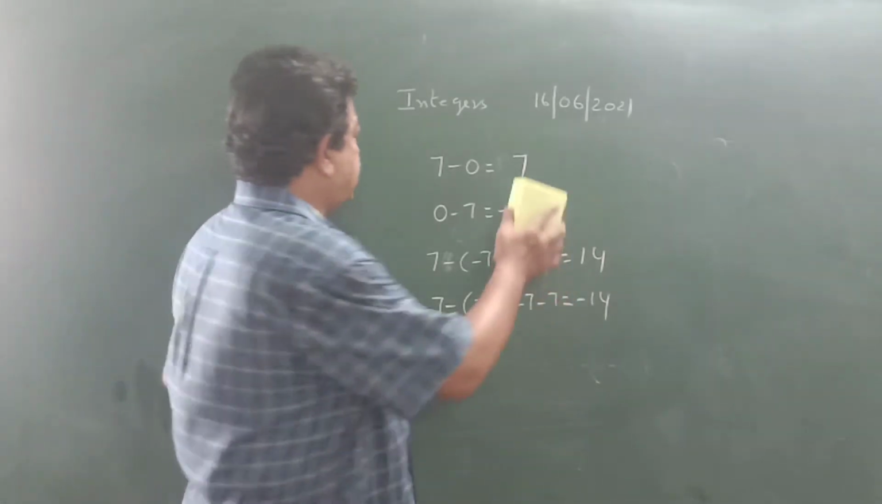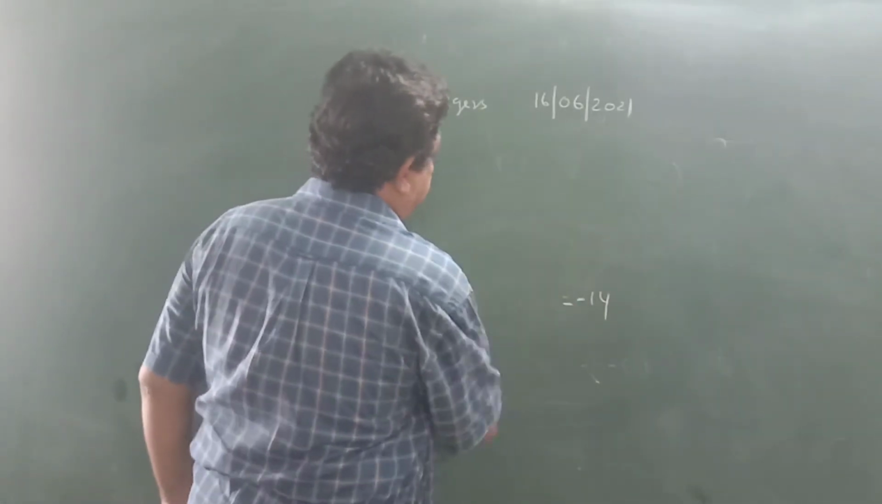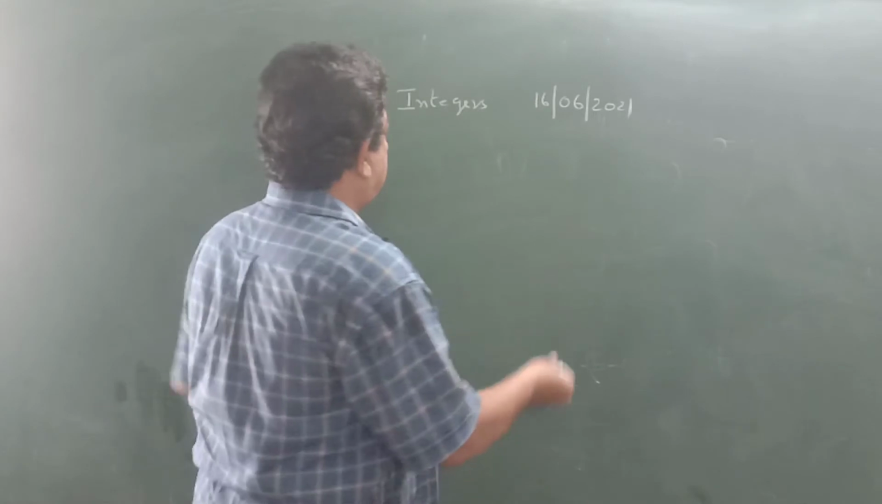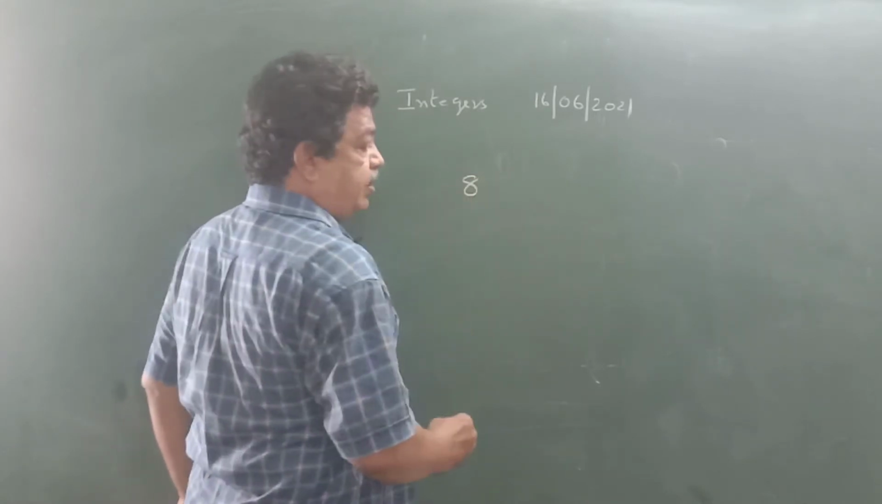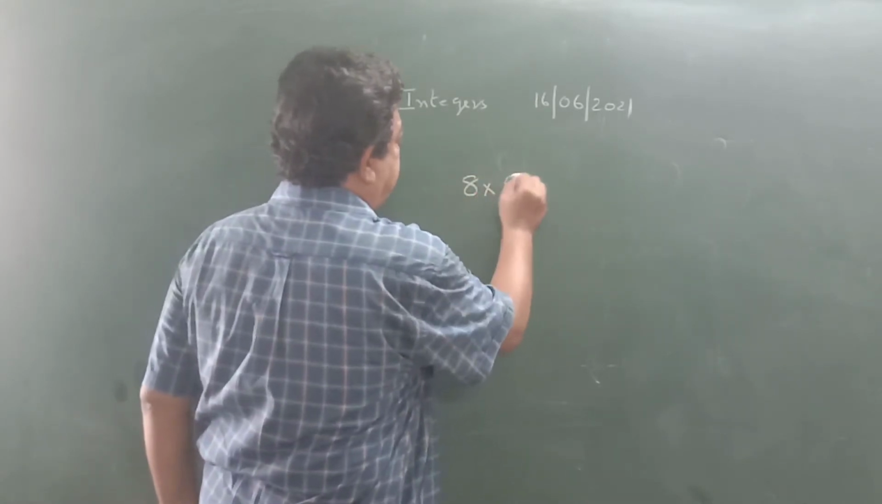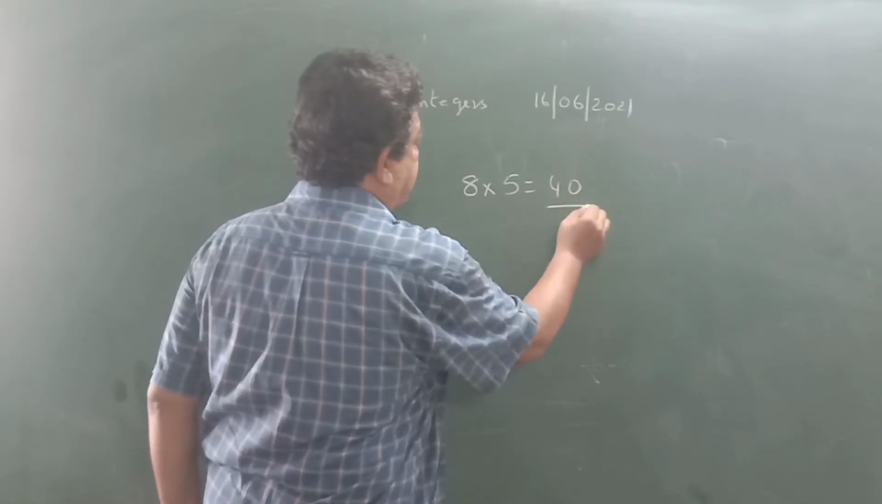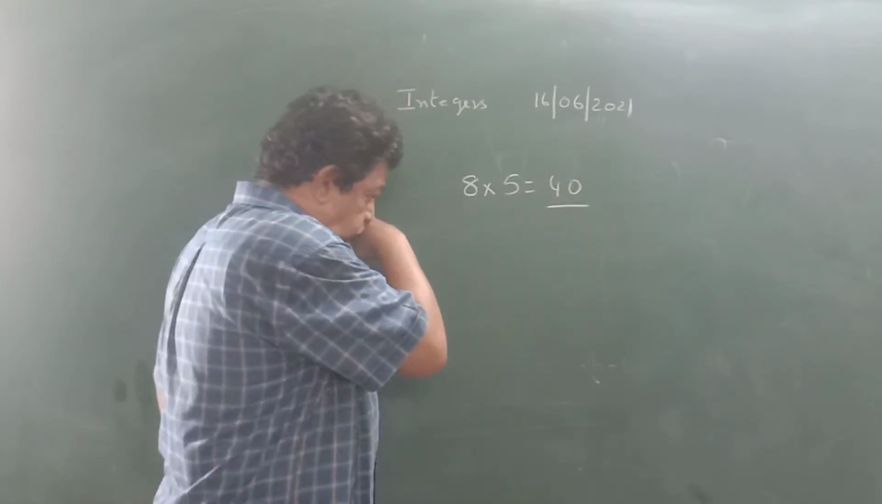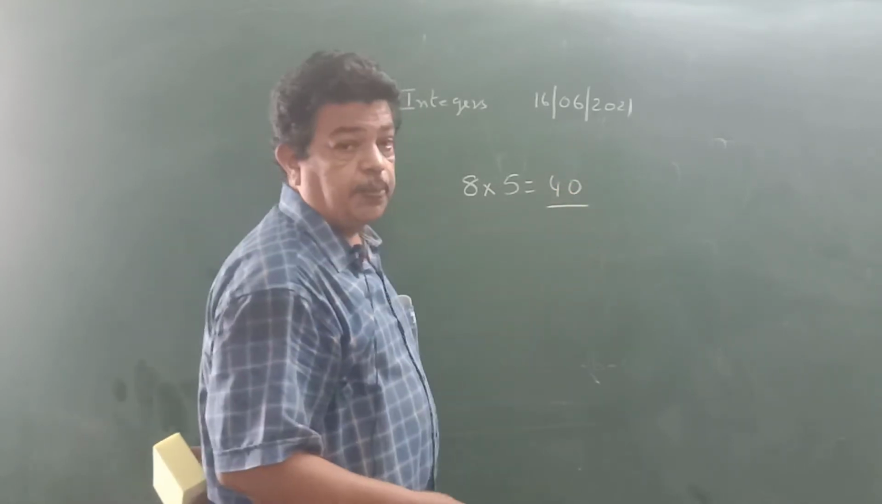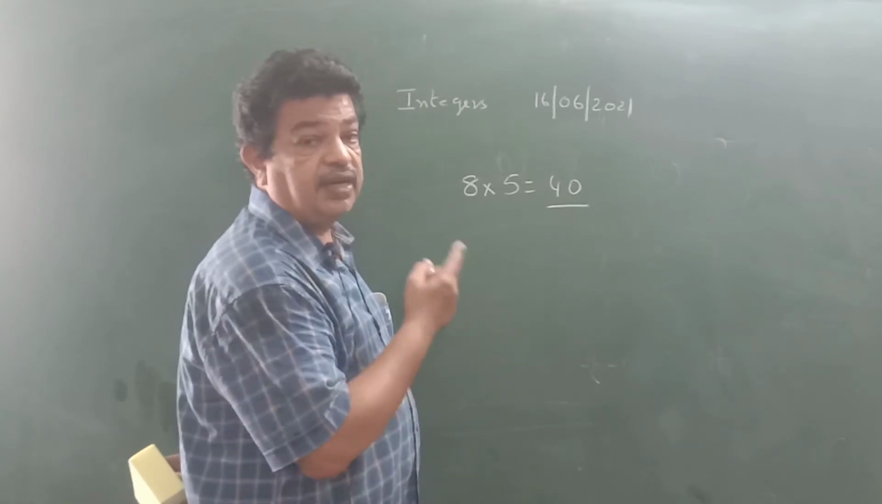Now, we are going to understand multiplication properties. What is this integer? 8. 8 is multiplied by 5. What is the product of two integers 8 and 5? It is equal to 40. We are checking whether the product of two integers is an integer or not.